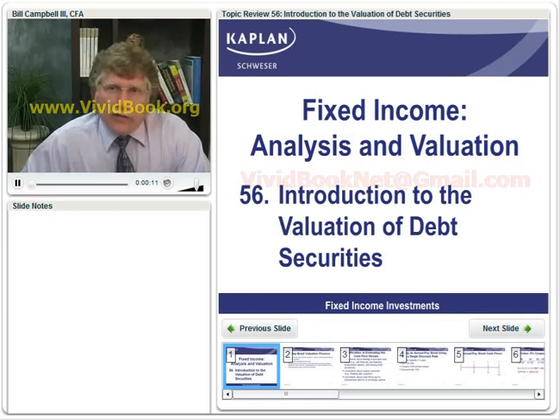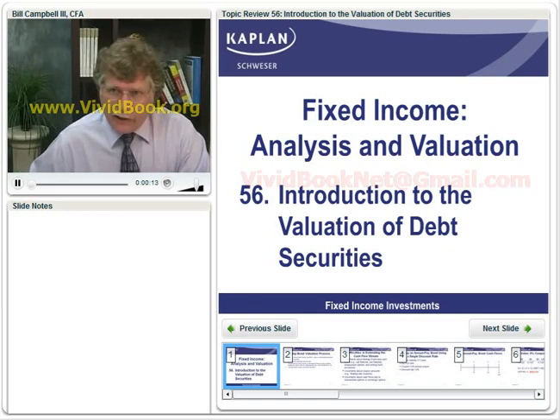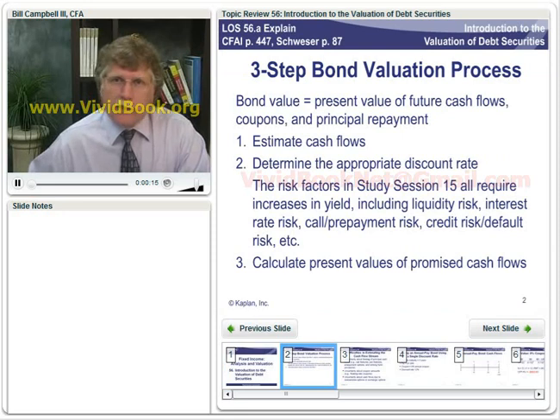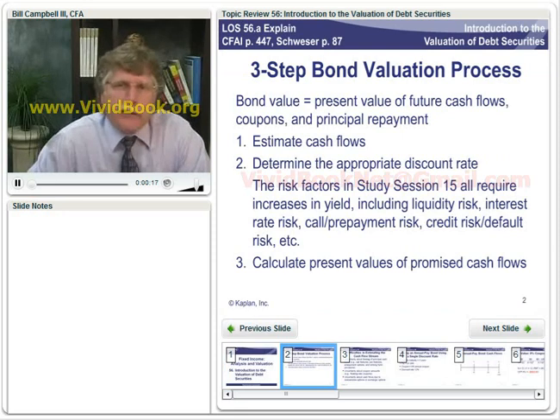Introduction to the valuation of debt securities. I can tell you are excited about this, so let's get moving. There are 3 steps that go into the bond valuation process.